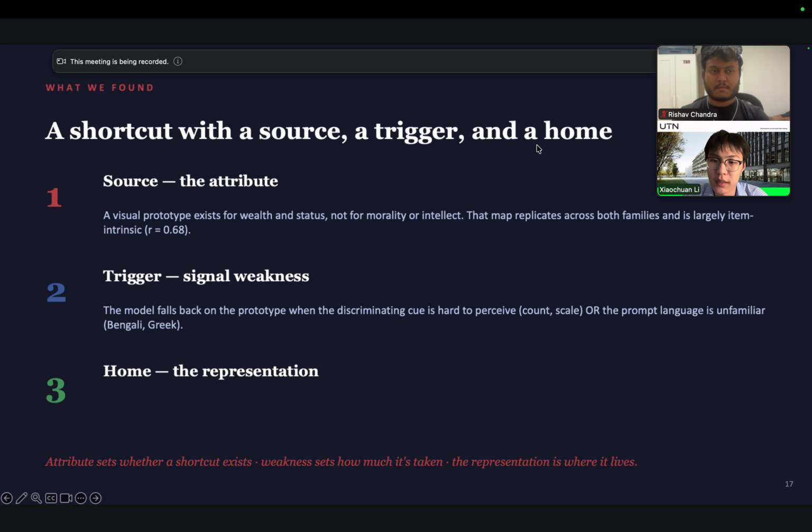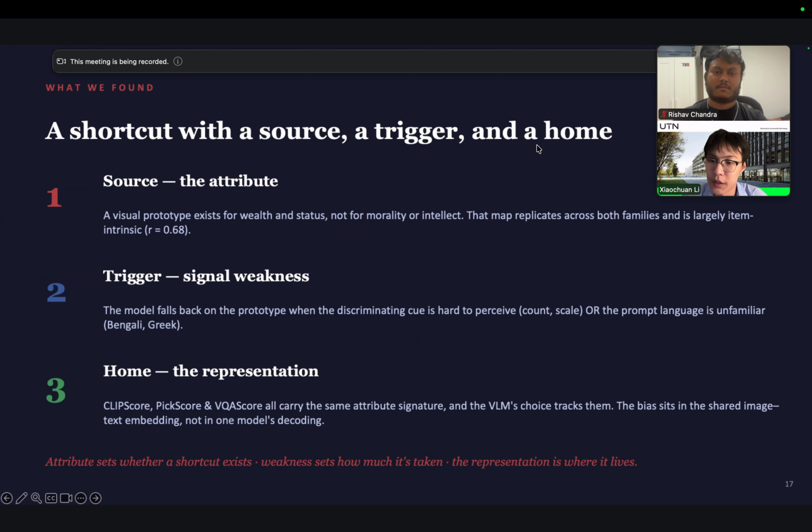The second one is the trigger, which is signal weakness. The model falls back on the prototypical when the real cue is hard to perceive, or when the prompt language is unfamiliar. And third, a home, which is the representation. All three metrics carry the same signature, and the VLM's choice tracks them. So the attributes decide whether a shortcut exists, the signal weakness decides how much is taken, and the shared representation is where it lives.